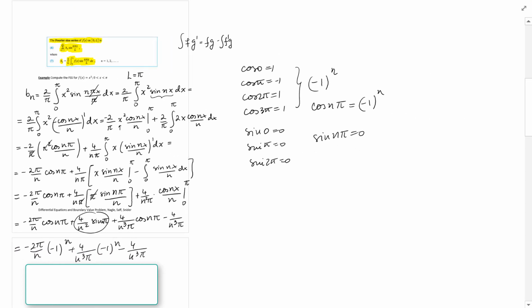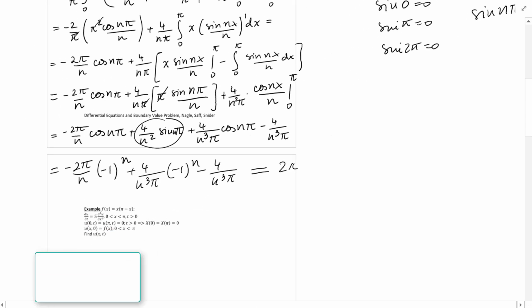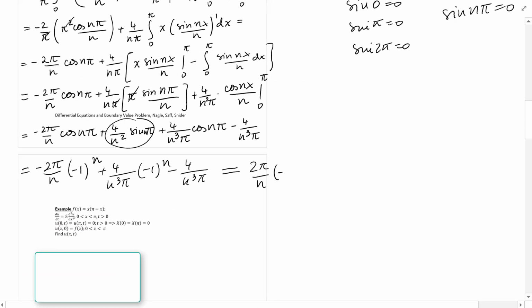So going back to our problem, the Fourier sine series is equal to the sum as n equals 1. Well, actually, I want to discuss a little bit more of this one here. Let's just take a look at this, so let me write it bigger: 2 pi over n, negative 1 to the n plus 1, plus 4 over n cubed pi times negative 1 to the n minus 1.